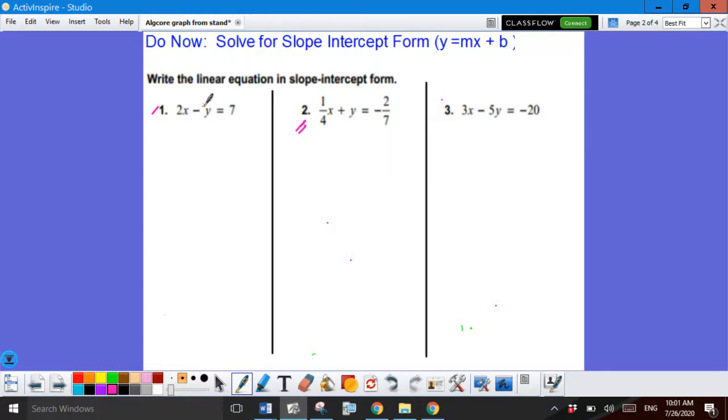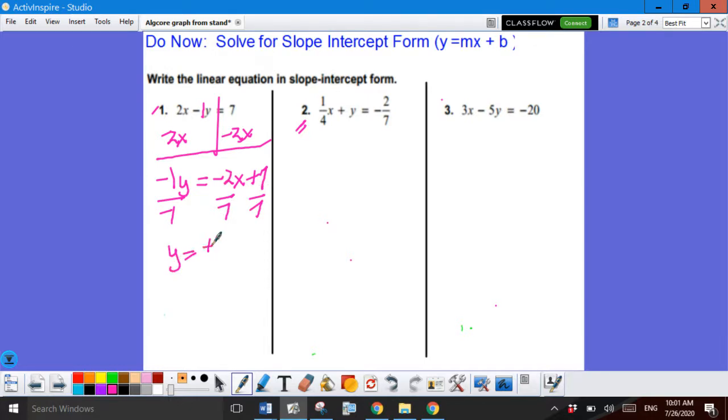So remember, this is a minus 1. So I'm going to subtract my 2x. So negative 1y equals negative 2x plus 7. Divide by negative 1. Y equals negative is positive, so positive 2 over 1x, and then 7 divided by negative 1 is negative 7. So I have either one of these, and I know that my slope is 2 over 1, and my b is negative 7.